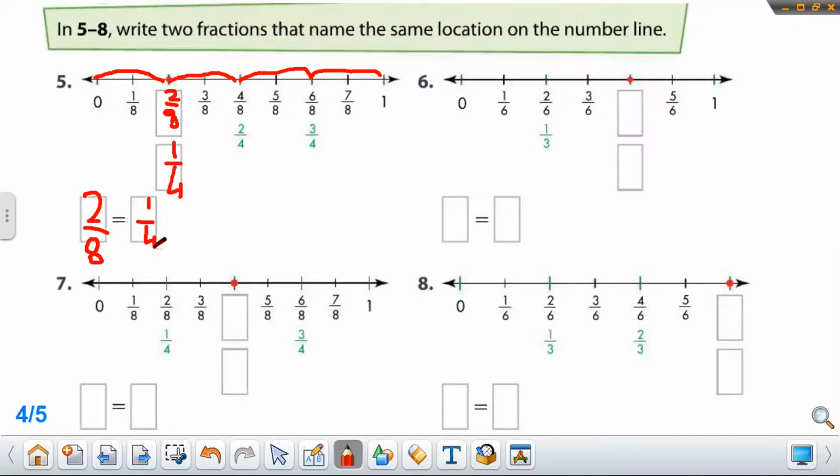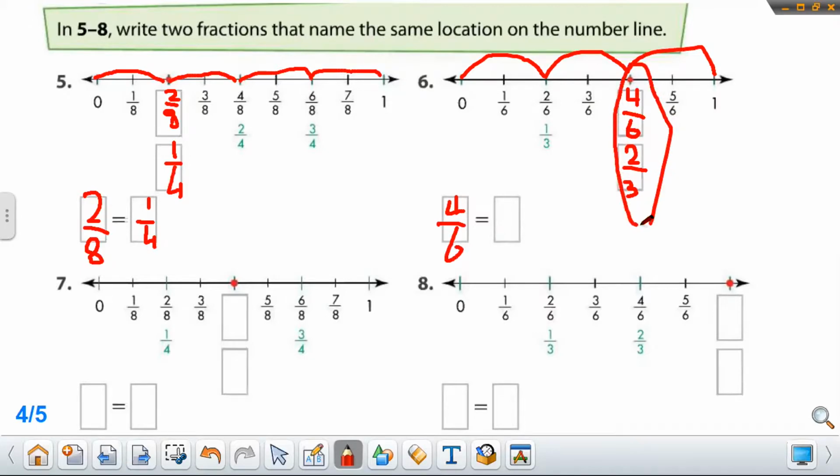The next question, question number 6. We have here 1/6, 2/6, 3/6. So this one, yes, 4/6. He also took each two together. So 1 out of 3. This one, 2 out of 3. Excellent. So 4 out of 6 is equivalent to what? 2 out of 3. Like that.